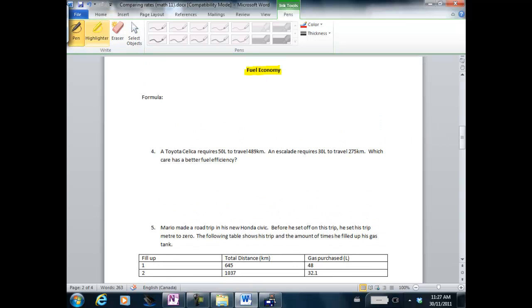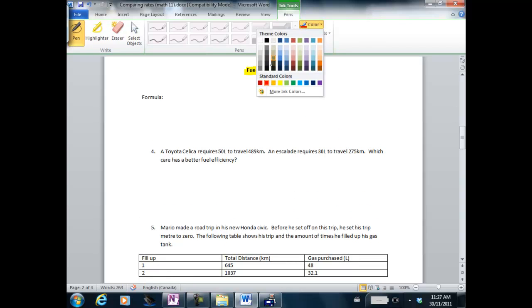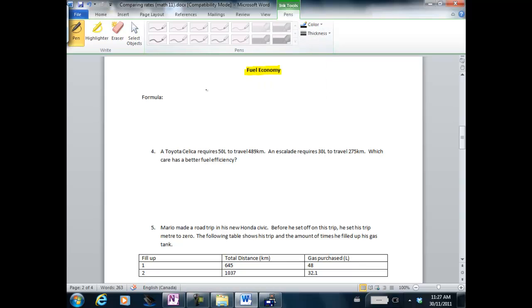Here we go. Fuel economy. When you buy a car, people these days focus on fuel economy because they want to know how much gas your car requires. So there's a formula. It's called gas used divided by kilometers driven. That's a very, very simple concept. This is called the formula for fuel efficiency. Gas used divided by how far you drove.